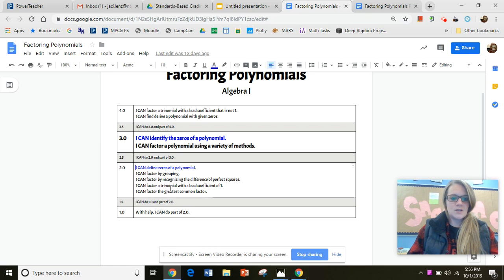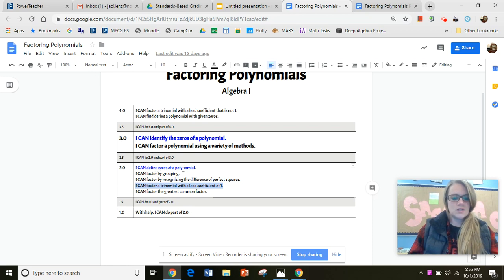When I make the assessment, I have the scale sitting right next to me, and I just go line by line. I can factor the greatest common factor. I'll make 1 or 2 assessment questions that assess their ability to do that. Then I go to the next line. I can factor a trinomial with a lead coefficient of 1. And I'll make a couple of assessment items for that. So I just go one by one.